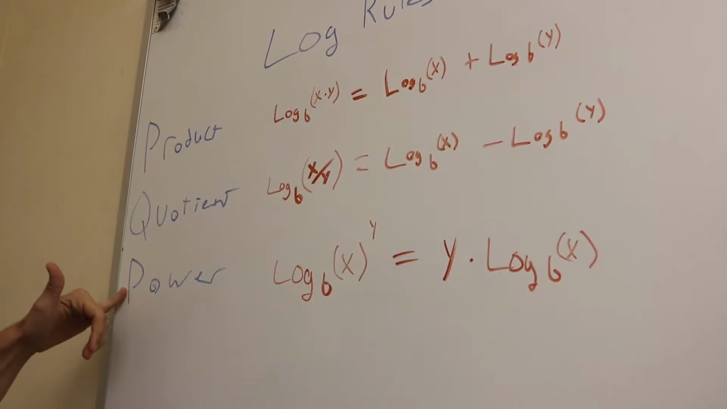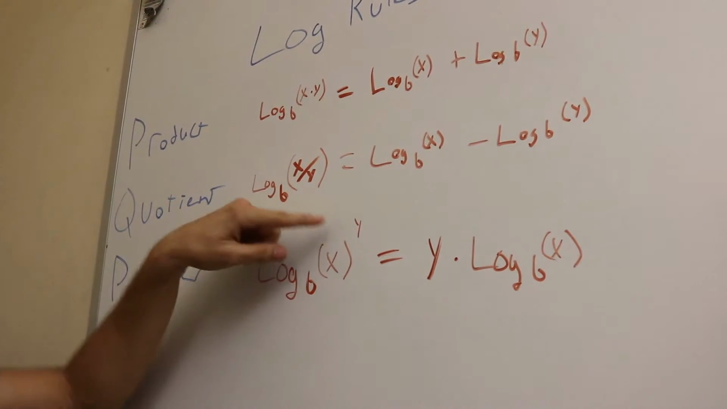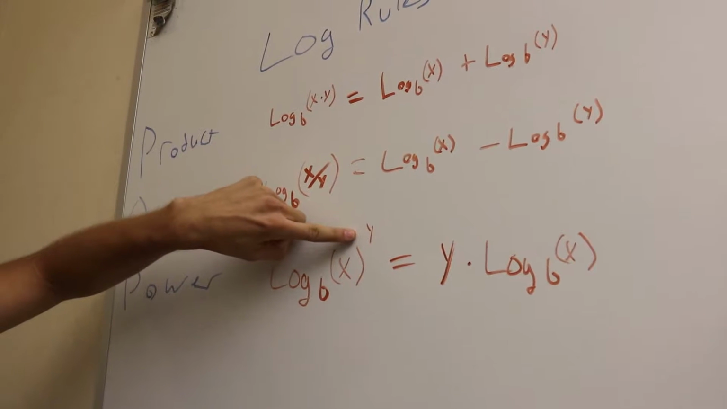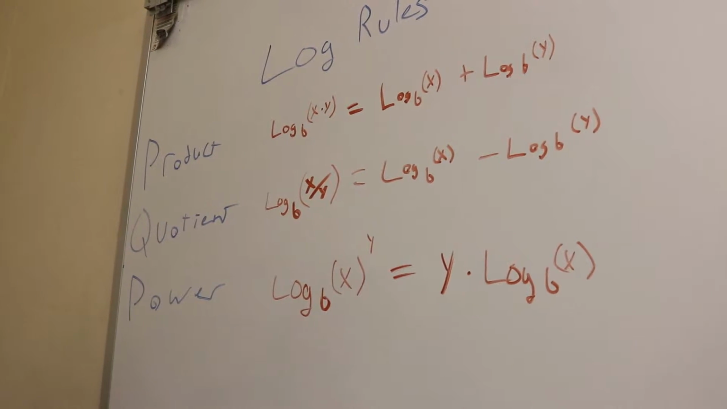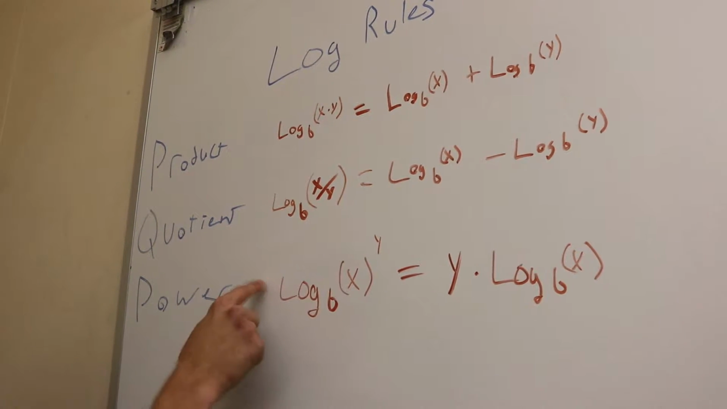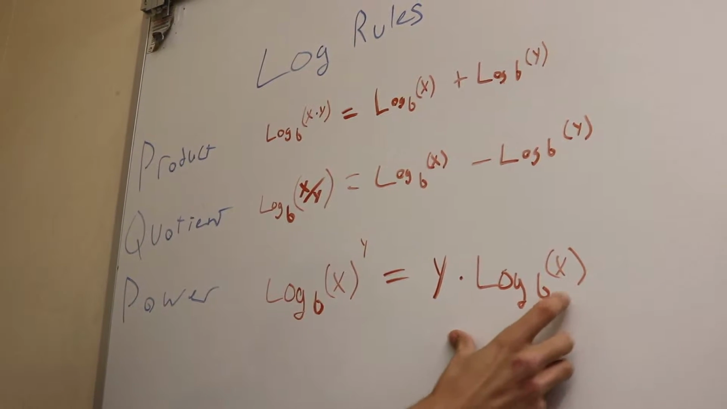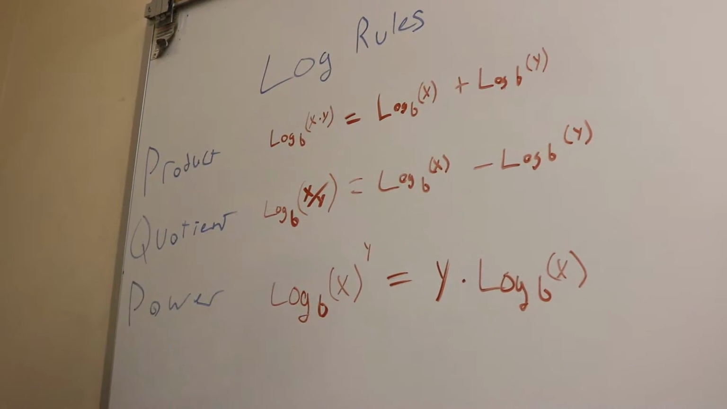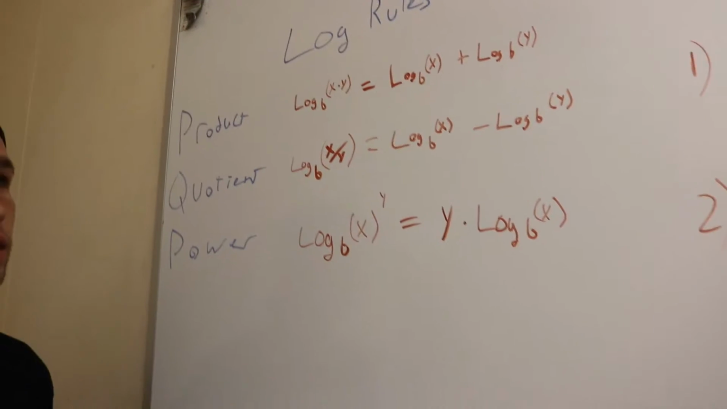And then finally you have the power rule, which is this part right here, this exponent on top of the logarithm. What's going to happen is this is actually going to come around to the front, and you're going to have y times log b of x. And those basically explain the rules of logarithms.